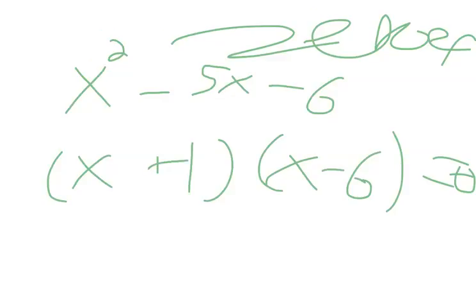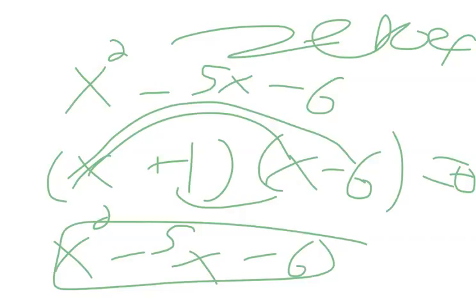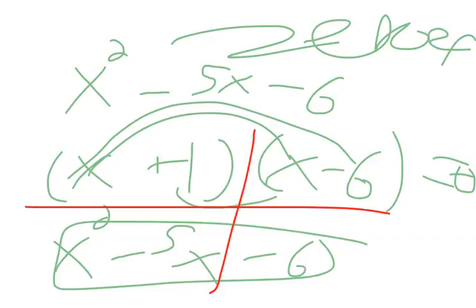I'm just guessing and checking, which is a really good method in these kinds of situations. So x times x is x squared. x times negative 6 is negative 6x, plus 1x is negative 5x. And then 1 times negative 6 is negative 6, which is good. So you have this, and then you set it equal to 0, so you get x equals negative 1, I believe, and x equals 6.